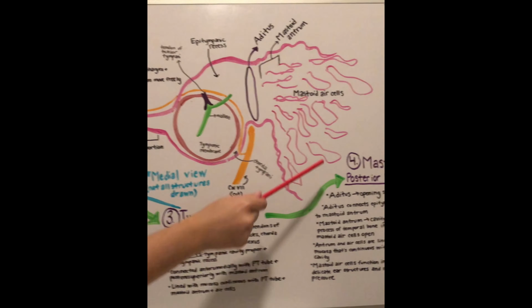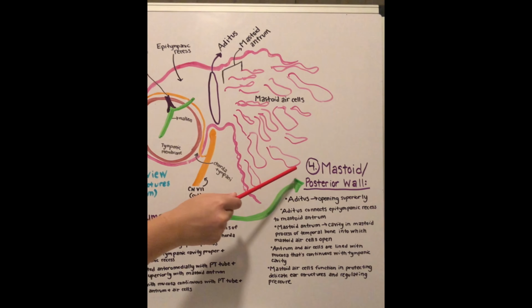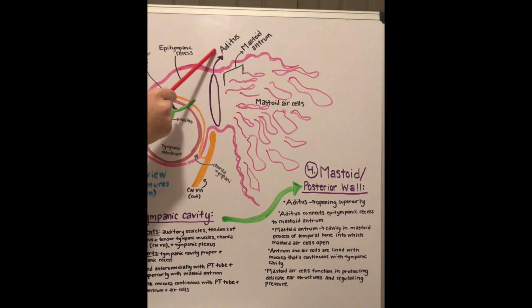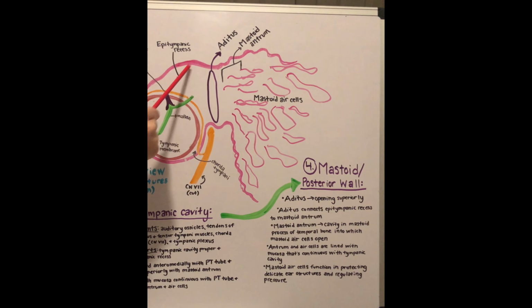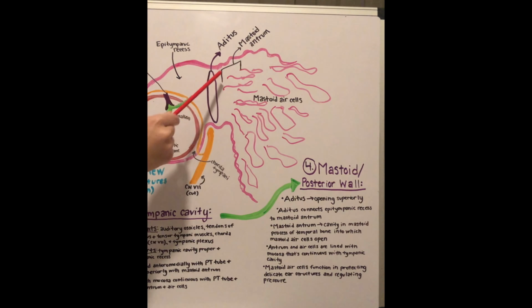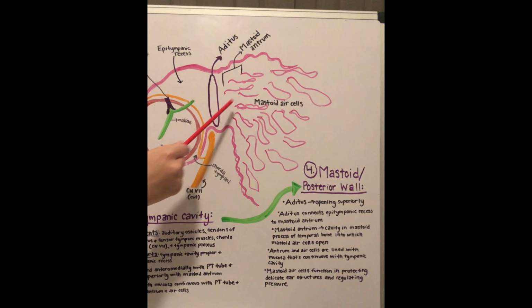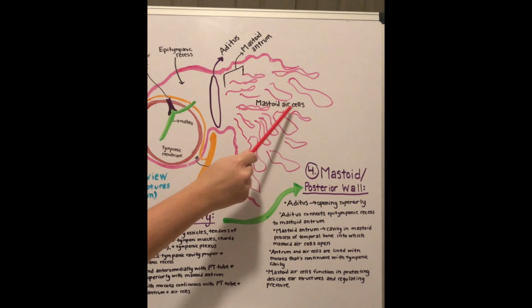Step 4 is the mastoid or the posterior wall. This wall has an opening superiorly called the aditus. The aditus connects the epitympanic recess to the mastoid antrum. The mastoid antrum is a cavity in the mastoid process of the temporal bone into which the mastoid air cells open. The antrum and the mastoid air cells are lined by mucous membrane that is continuous with the lining of the middle ear. The mastoid air cells function in protecting the delicate structures of the ear and regulating pressure.